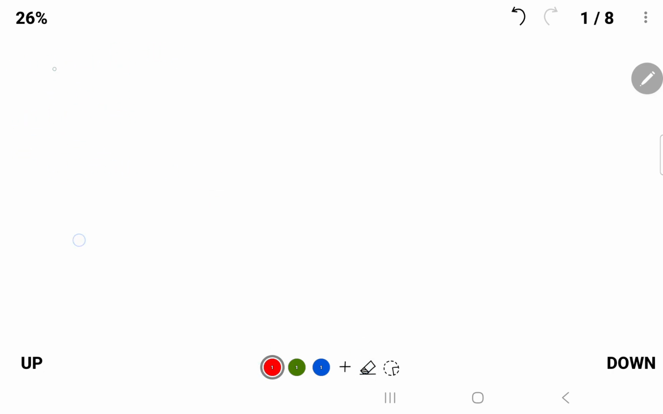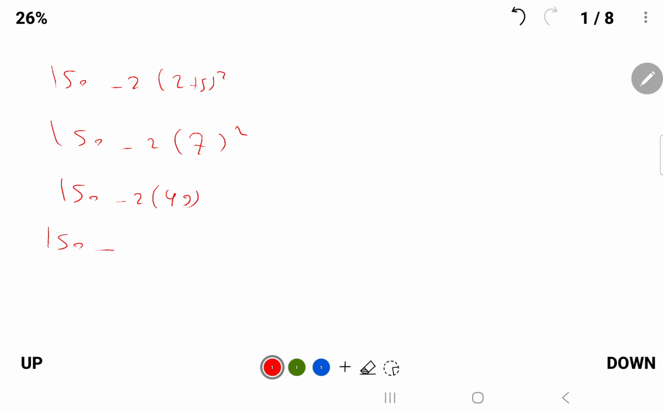Now let's see if we have 150 minus 2 times (2 plus 5) squared. So 150 minus 2 times, and 2 plus 5 is equal 7 squared. 7 squared is equal 49. Now 150 minus 2 times 49, 2 times 49 is equal 98, and 150 minus 98 is equal 52. So this is the final answer.